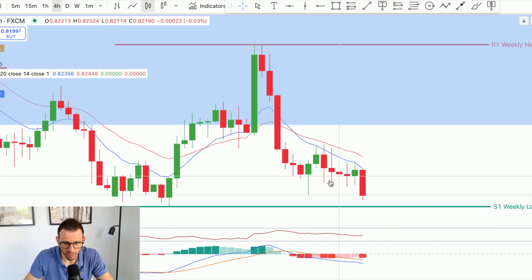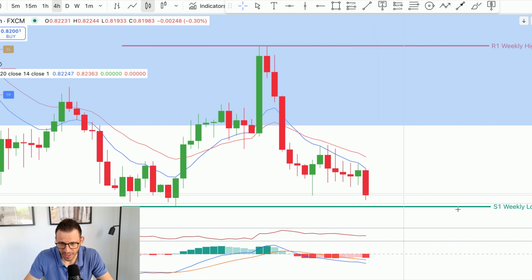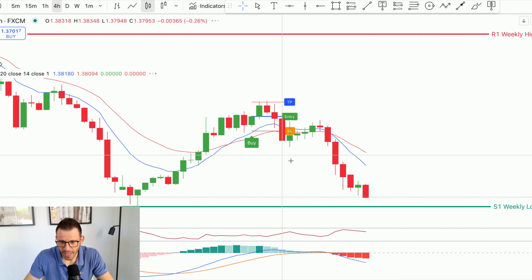Now, I'm not going to get involved with that one because we are approaching the support. Very low probability area to trade short. I mean, okay, if we see bounces there like this bullish engulfing and you want to go long, that's another story. Next one, USD Canadian dollar weekly time frame.